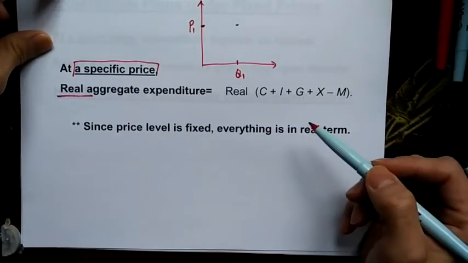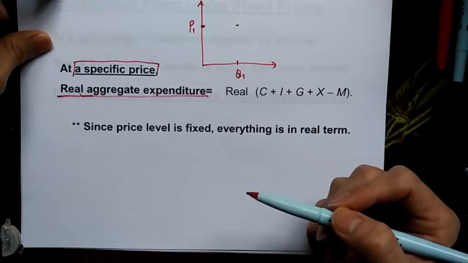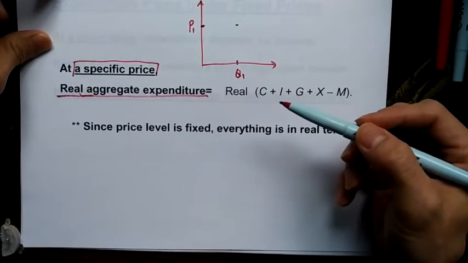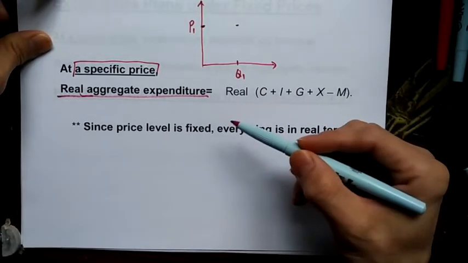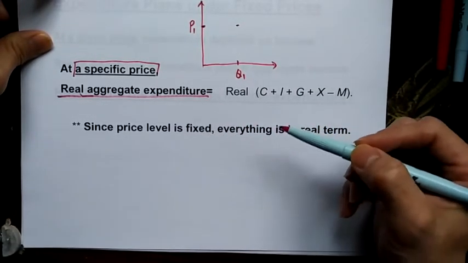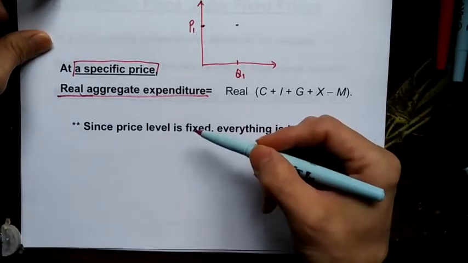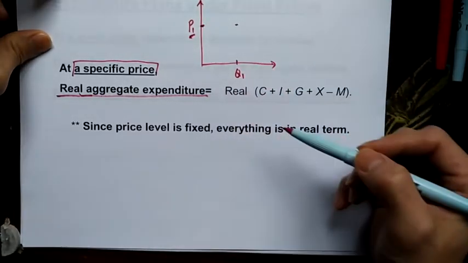real GDP, real aggregate expenditure, is equal to the nominal GDP, nominal aggregate expenditure. Real GDP is equal to nominal GDP. Real aggregate expenditure is equal to nominal aggregate expenditure. Real is always equal to nominal if we fix the price level.